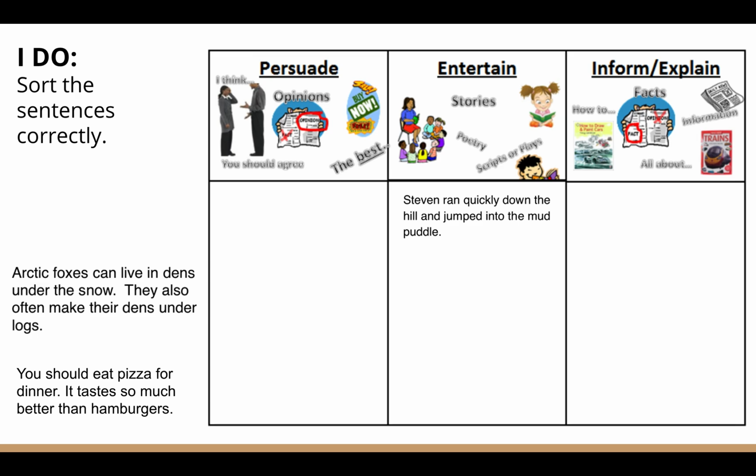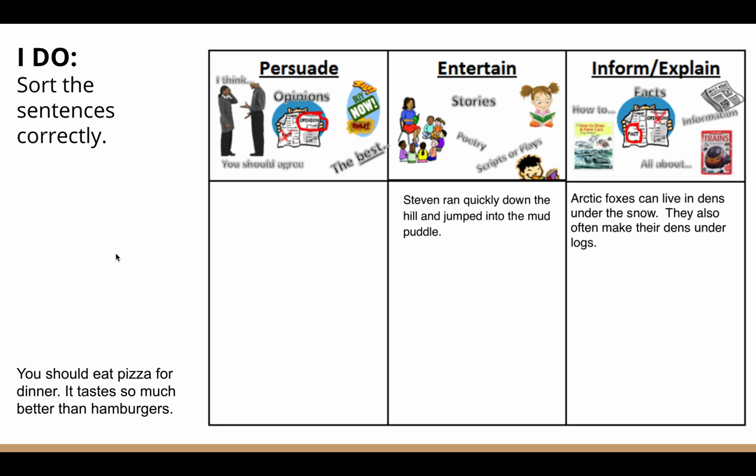He ran quickly down the hill and jumped into a mud puddle. The author's just trying to entertain me here, make me enjoy the story. The next example says, Arctic foxes can live in dens under the snow. They also often make their dens under logs. This here seems like it's presenting me with real life facts. We're talking about an animal here. It's giving me facts about this particular animal. So the best option here is inform. The author is trying to teach me something. They are presenting me with information.